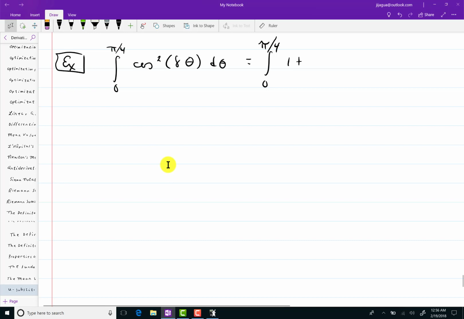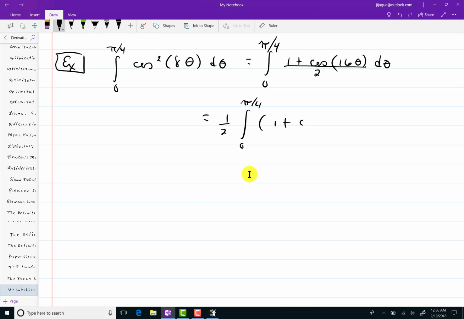One plus cosine. Now remember, whatever x was, you had 2x. So your x here is 8 theta. So 2 times that is 16 theta, divided by 2 d theta. I'll bring the 1/2 in front. And I'm left inside with 1 plus cosine 16 theta d theta.